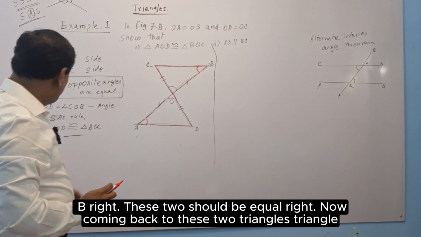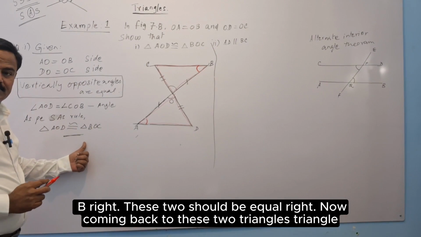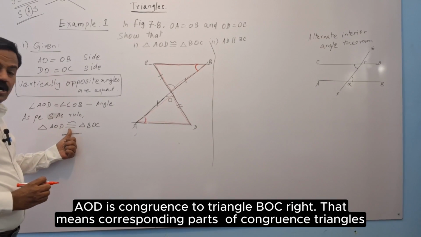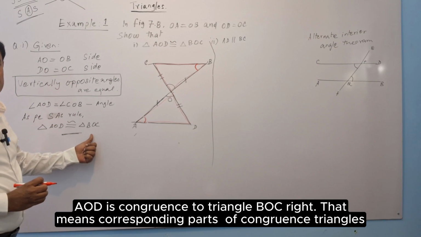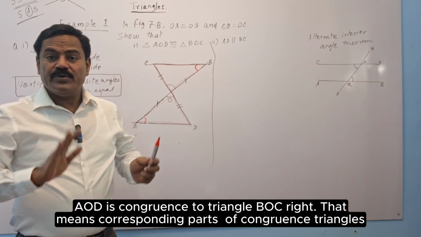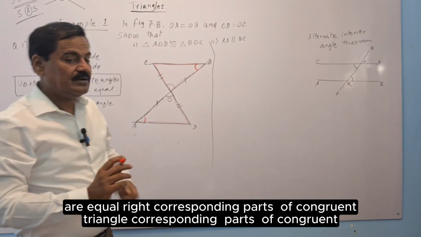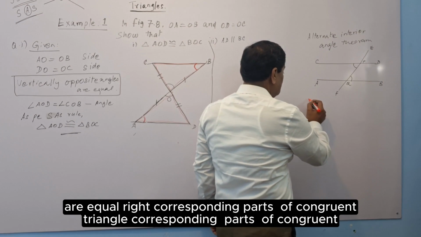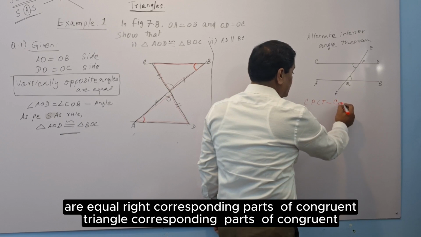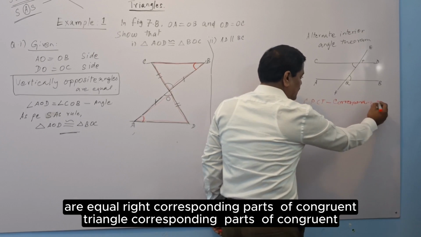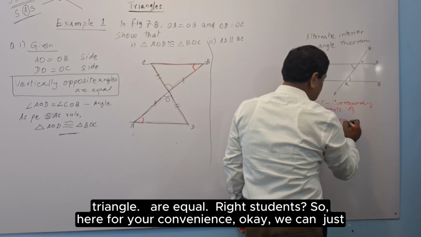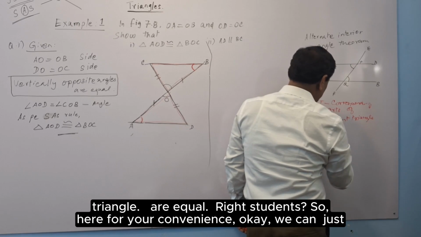Now, coming back to these two triangles, triangle AOD is congruent to triangle BOC, right? That means corresponding parts of congruent triangles are equal, right? Corresponding parts of congruent triangles are equal.